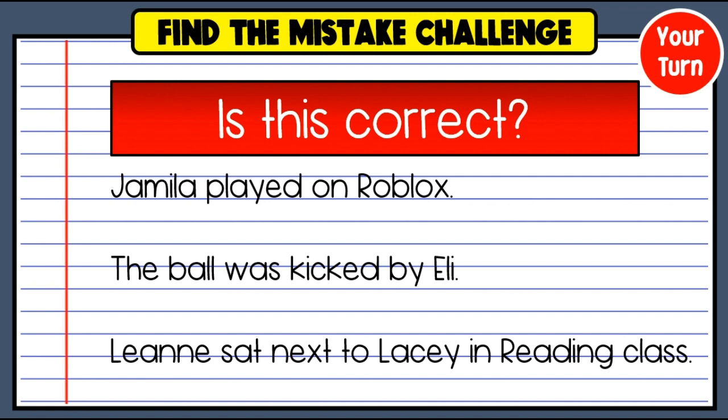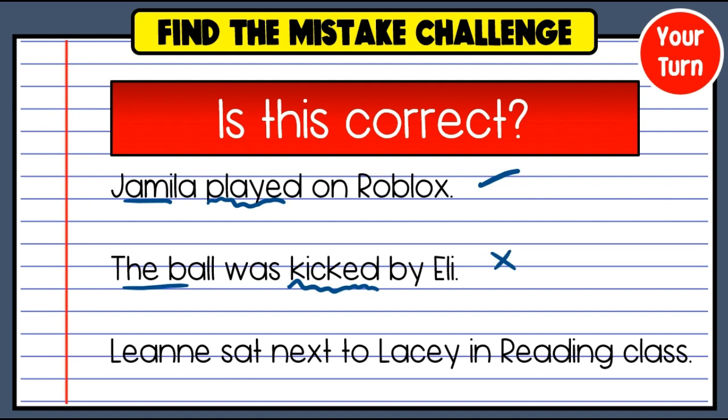Okay, welcome back. Alright, let's have a look then. These should all be active, is this correct? Jamila played on Roblox. Yes, because played is the verb. So played is our verb. Who did it? Jamila, so that's correct. The ball was kicked by Eli. Kicked, there we go. Oh dear, the ball came before the verb. The ball didn't do anything, did it? It was kicked by Eli, so that's not active.